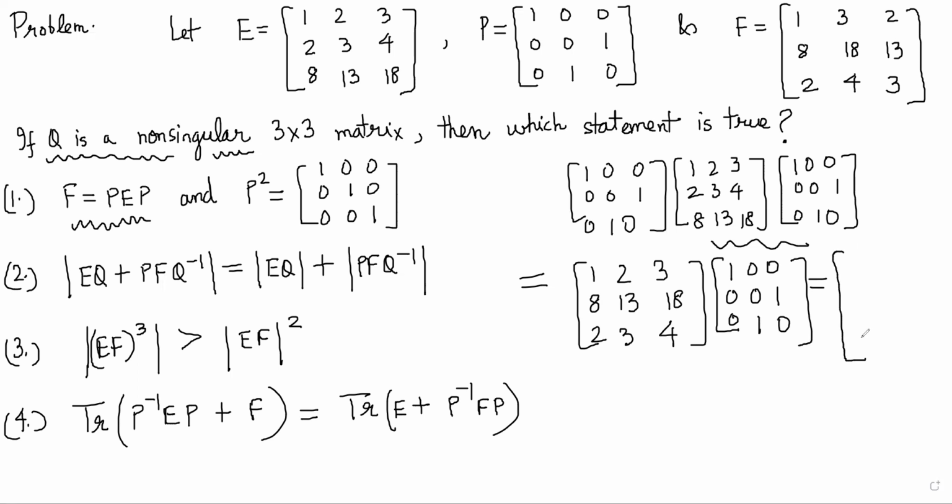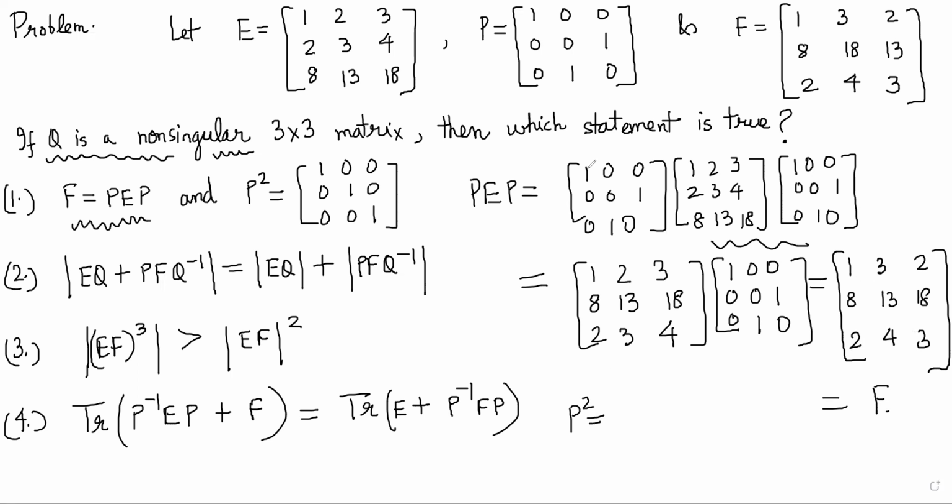Again, multiplying the matrices. This stuff is obvious. So we get 1, then 3 2, then 8 13 18 here, and 2 4 3. Now you notice we have calculated PEP, and PEP has come out to be this matrix, which is actually F, if you see. So PEP is coming out to be F.